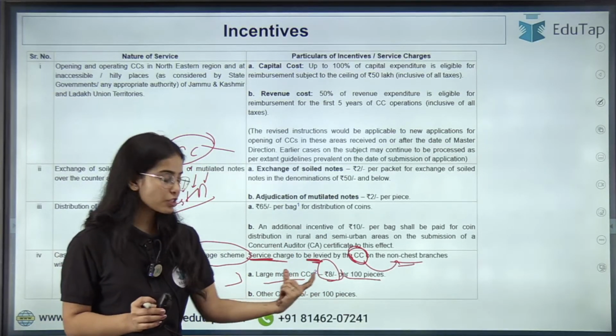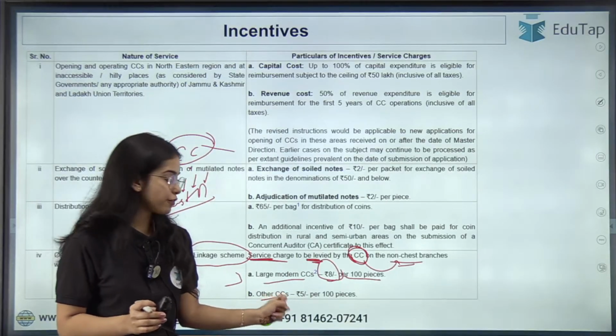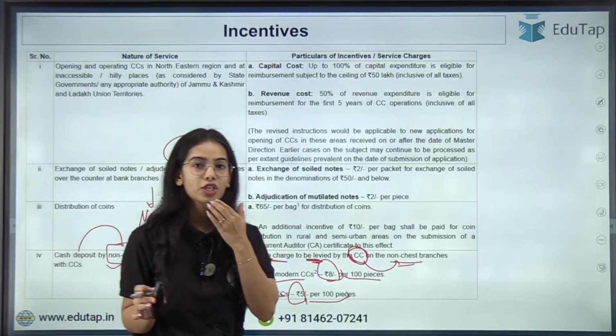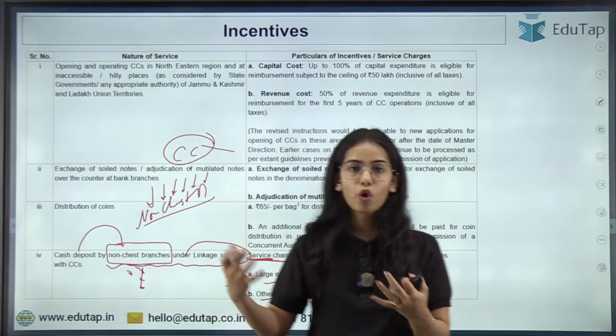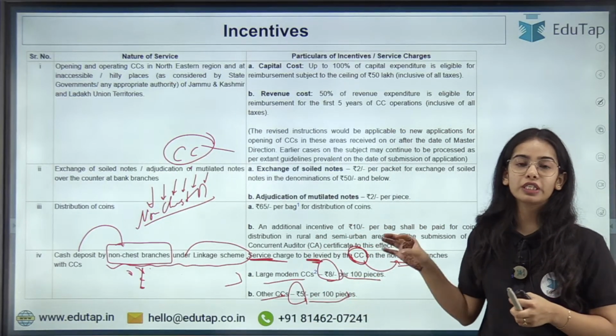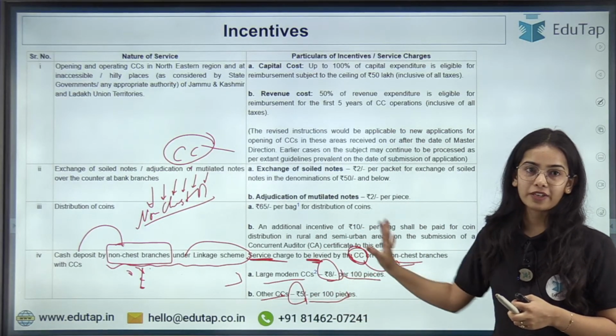The other currency chests will take rupees 5 per 100 pieces. So this is the service charge that will be taken. The large modern currency chest will take the service charge of rupees 8. The other currency chest will take the service charge of rupees 5. Any confusion here?